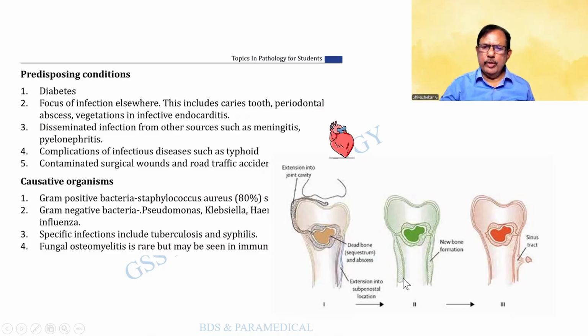This is the diagram which you people will have to draw. So the green one is the sequestrum or the dead bone around which you have got new bone formation. And there can be a sinus tract leading to this. And sometimes it can enter the joint space by itself.